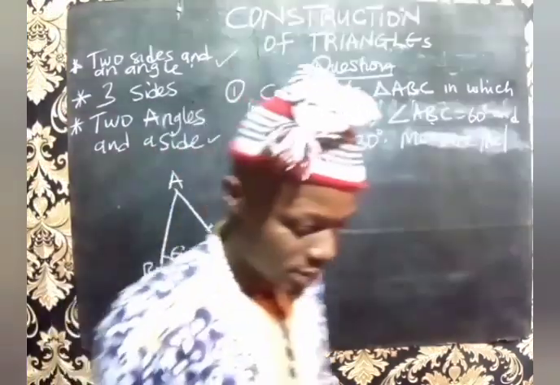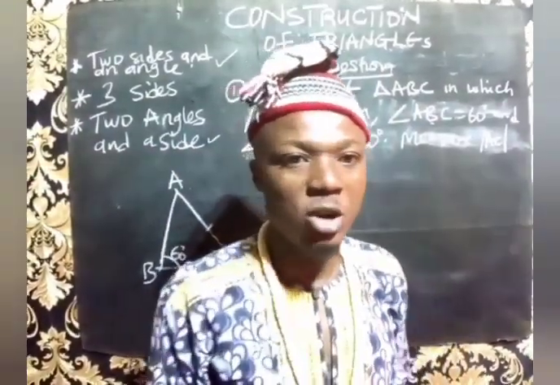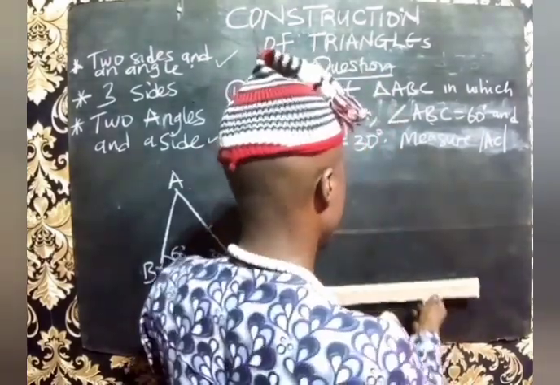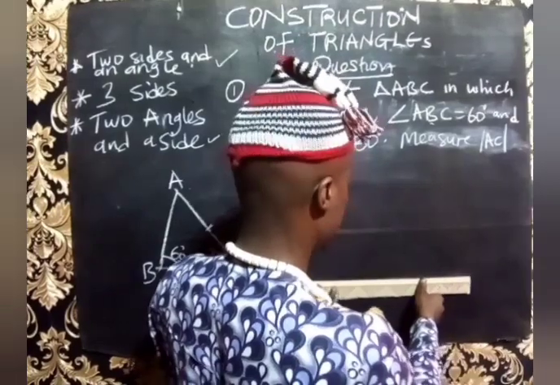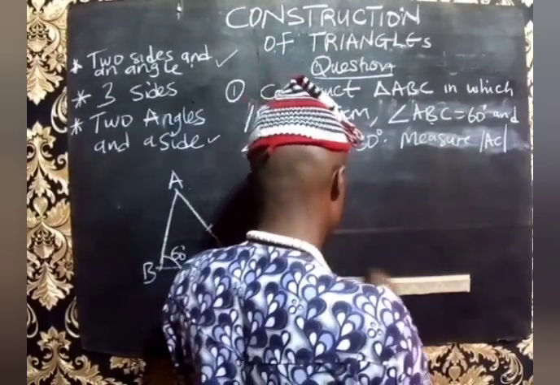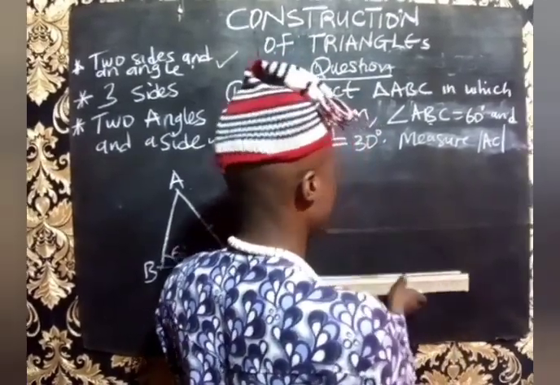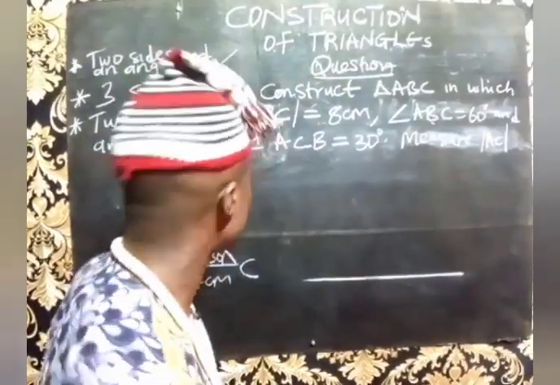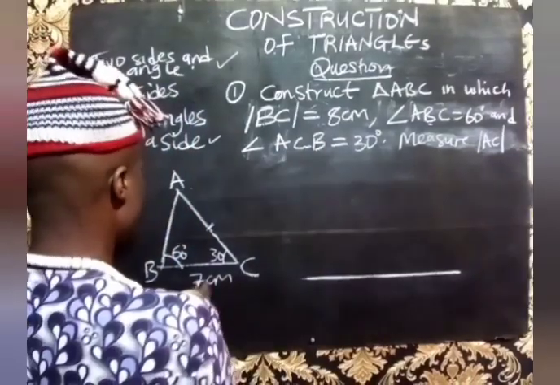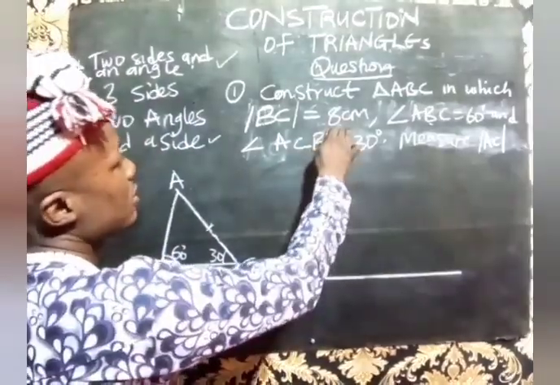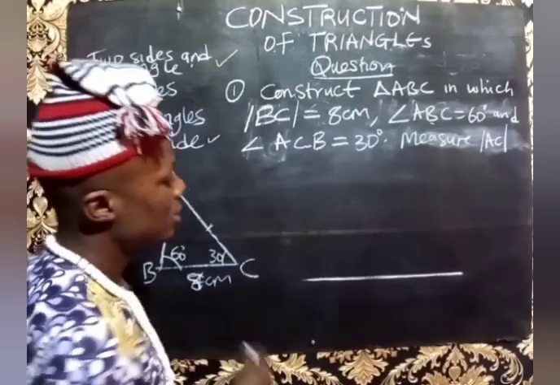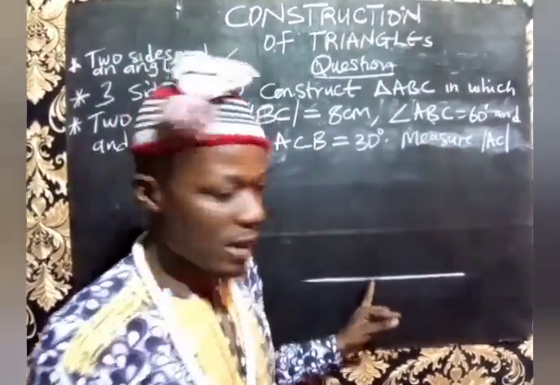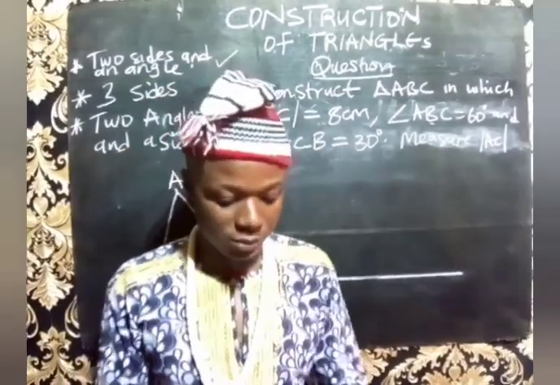Okay, now let's do that. Remember, the first thing you do in constructing a triangle is to draw a very straight horizontal line. So let's draw it as long as possible. And we were told that the length of that line is 8 cm, not even 7. I wrote 7. The length of this line BC is 8 cm. So we've got to measure out 8 cm and mark it off on this straight line we've drawn.